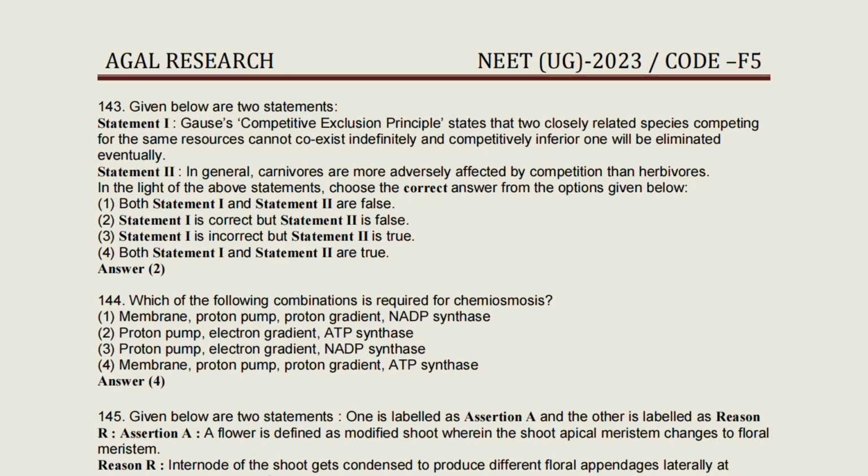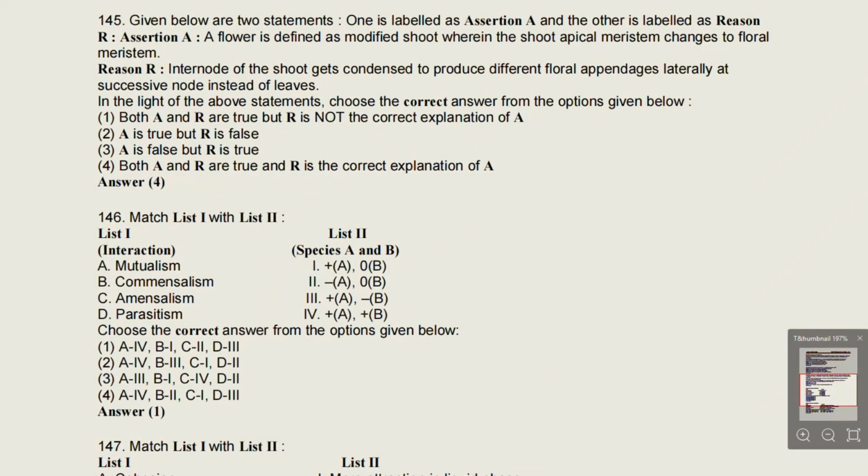So the next question is, given below are two statements. Assertion A: flower is defined as a modified shoot wherein the shoot apical meristem changes to floral meristem. Reason R: internodes of the shoot get condensed to produce different floral appendages laterally at successive nodes instead of leaves. So the answer is option 4. Both A and R are true and R is the correct explanation of A. And this question is taken from Unit 4 Plant Physiology, Chapter 13 Plant Growth and Development.